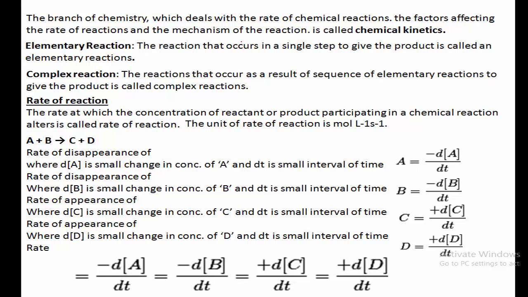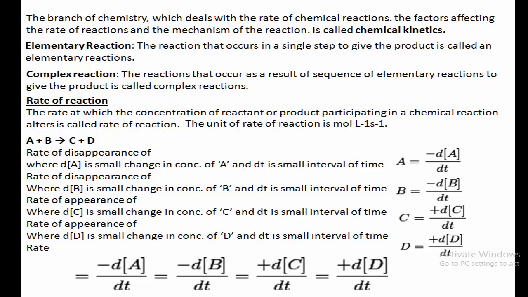And there are two types of reactions that you can observe during any reaction. The first one is elementary reaction and another one is complex reaction. So elementary reaction means the reaction that occurs in a single step to give the product is called an elementary reaction. Okay, so it does not involve a number of steps. Only a single step reaction will be considered as elementary reaction.